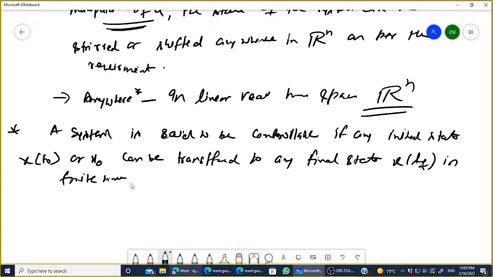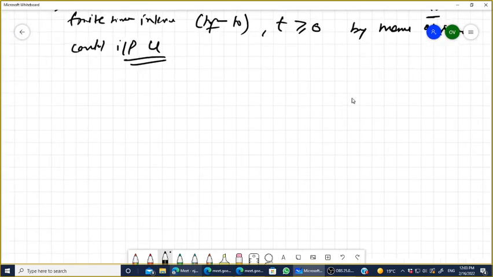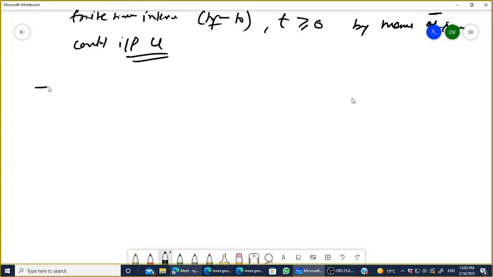In a finite time interval, and let's say the interval is t f minus t naught, where t is greater than or equal to 0, by means of some unconstrained control input u. Is it clear?